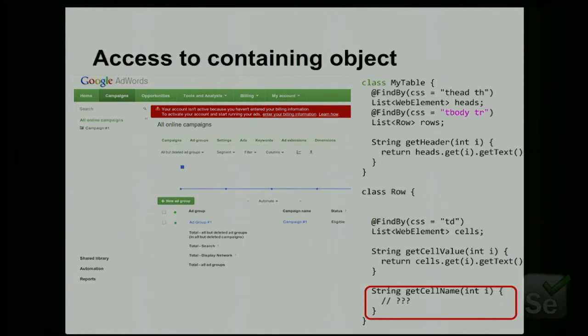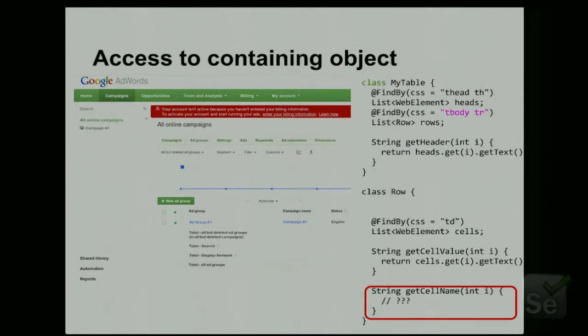Another thing that was user-driven is we found that there were times when you actually need to go up the hierarchy in your page object structure. So in this case, I have this table which has this row class, and the row class is bound to tr inside this table. And really what we want to get is the header name, so we know for a column what that column's name is. But to get that, the headers are bound up in the myTable object.